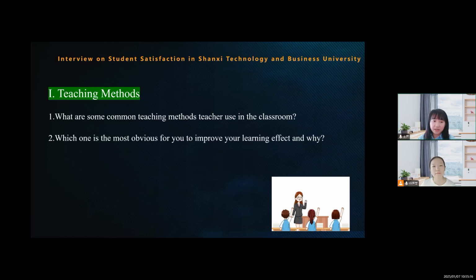Okay, the second question is which one is the most obvious for improving your learning effect, and why? Personally, group discussions are the most effective in improving learning effects. In group discussions, each member has unique insights and knowledge reserves. For example, in a discussion about the market positioning of the company, my initial thoughts were relatively limited and only considered the characteristics of the product itself.